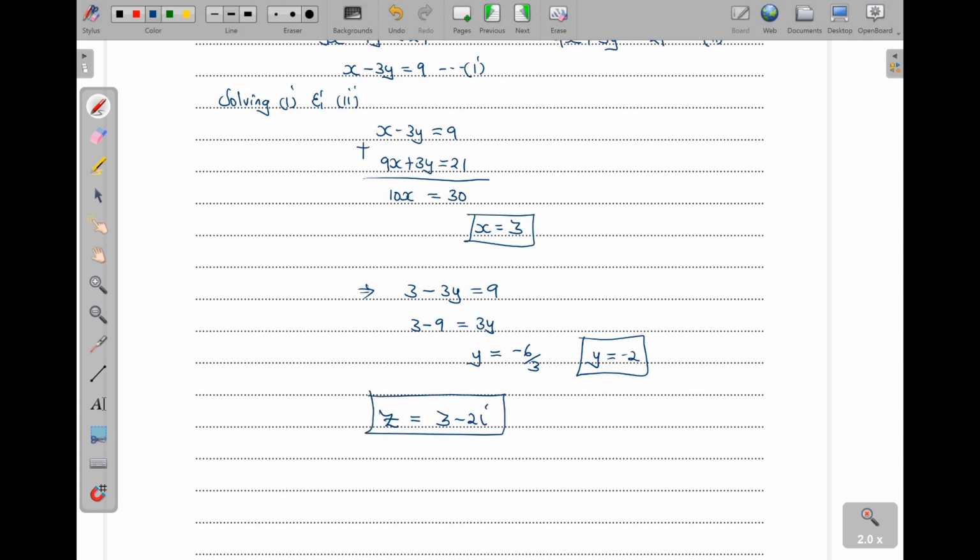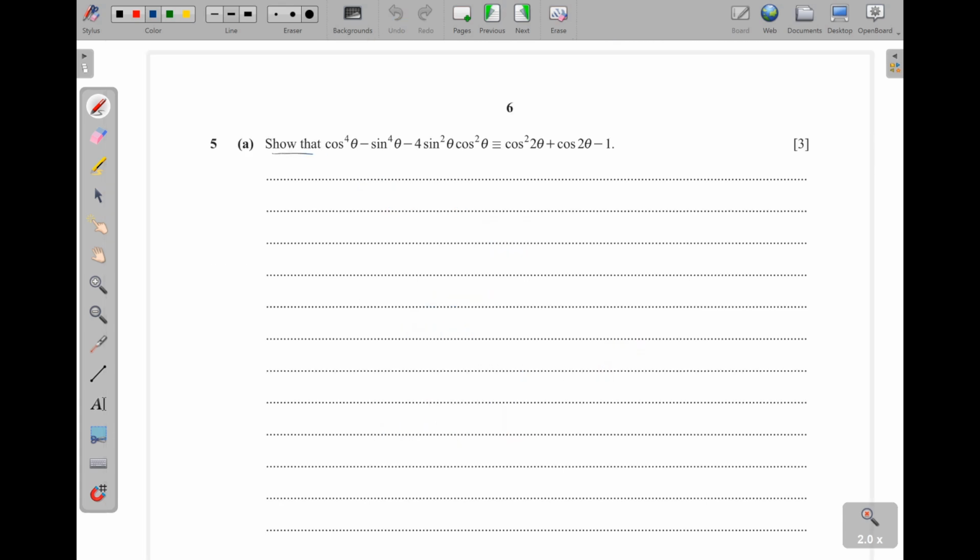Number 5, part A, show that cos power 4 of theta minus sine power 4 of theta, then minus the whole of this is that. So what we are going to do here, for these two, I'm going to use a difference of 2 squares, okay? Using a difference of 2 squares.